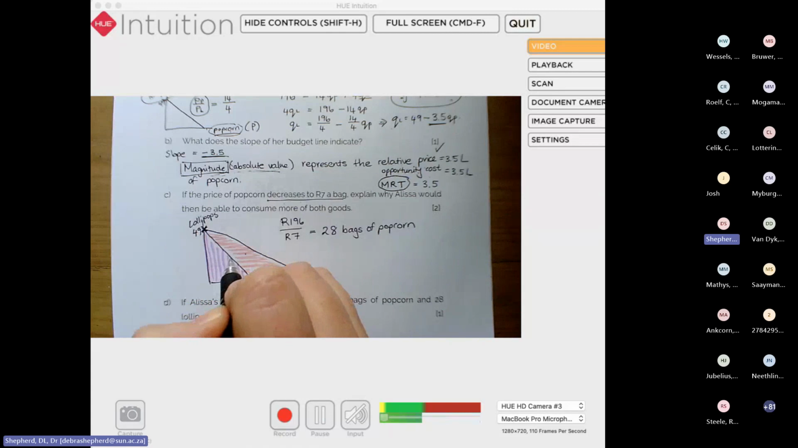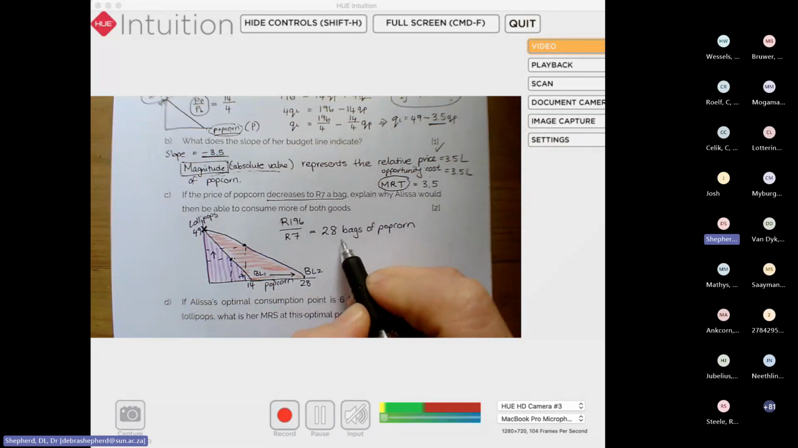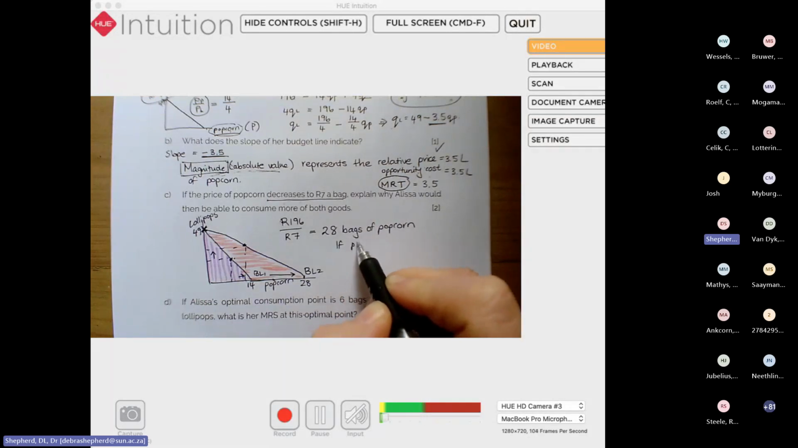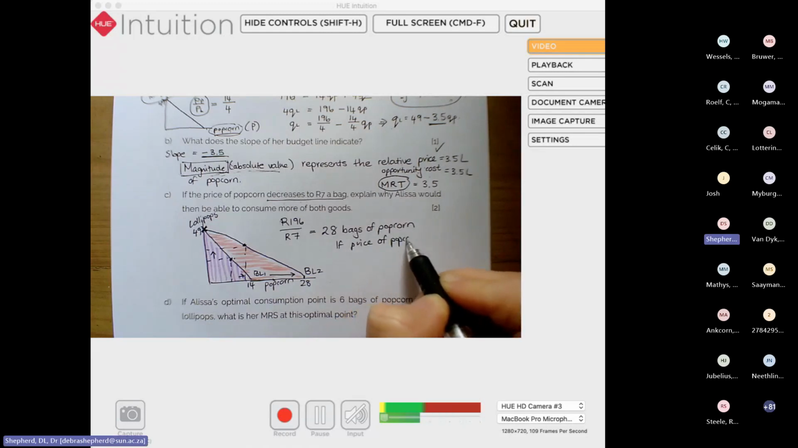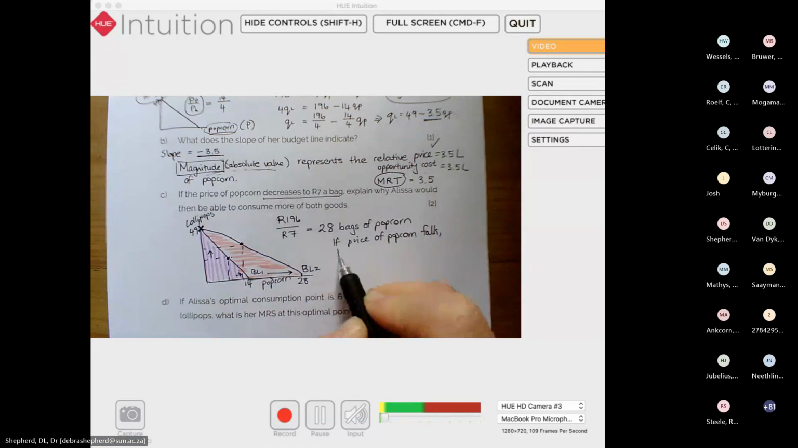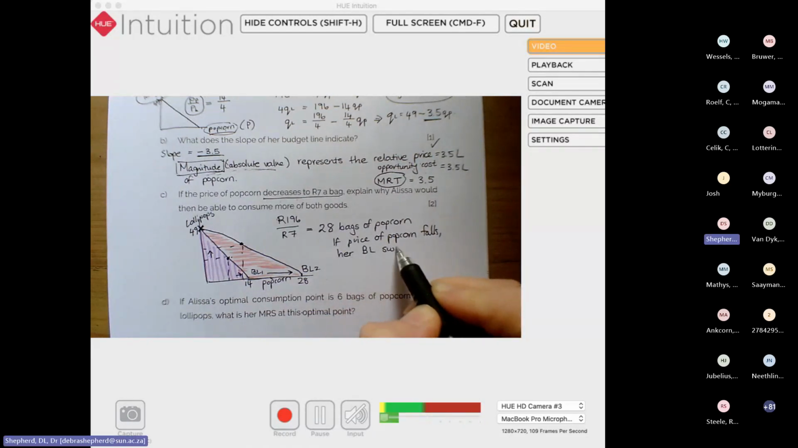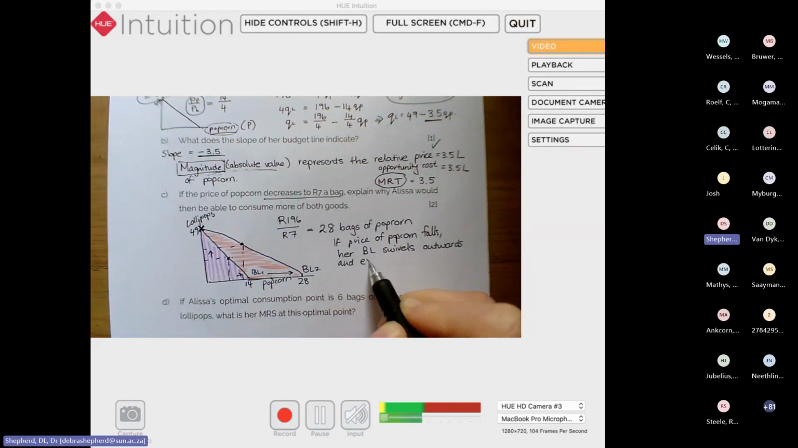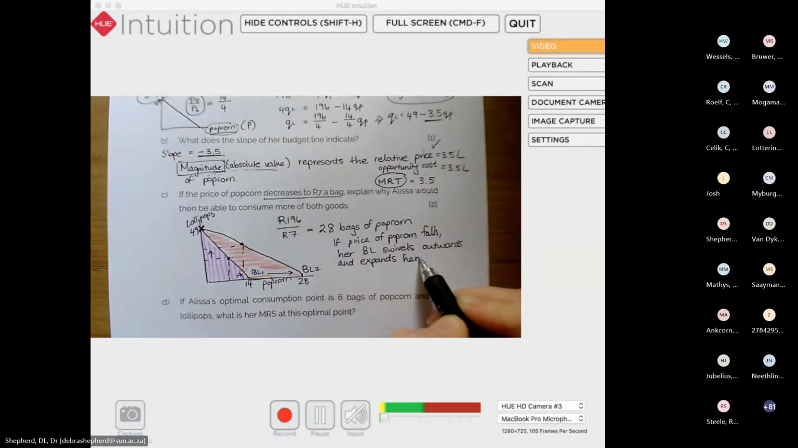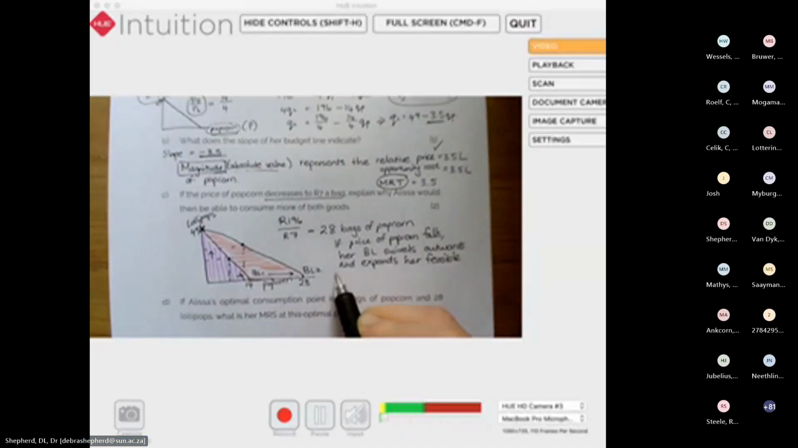So we can see that here. So this was a feasible option before. This is now a feasible option. And in this feasible option, she's actually buying more lollipops and more popcorn. Okay, so basically what we would say is that if the price of popcorn falls, her budget line swivels outwards and expands her feasible set.